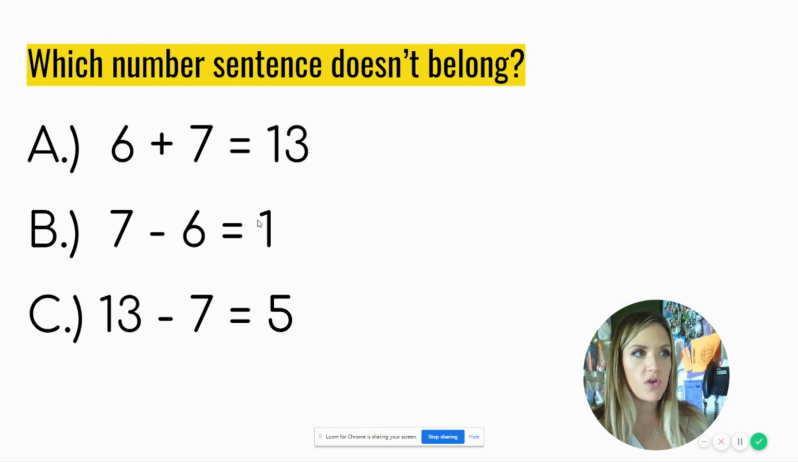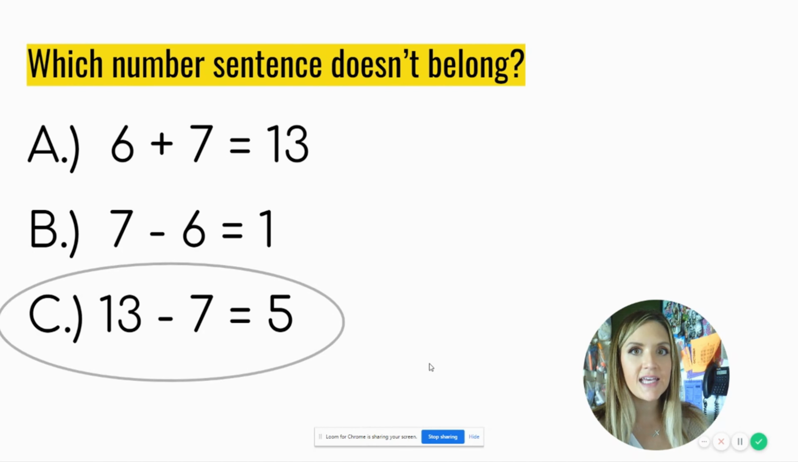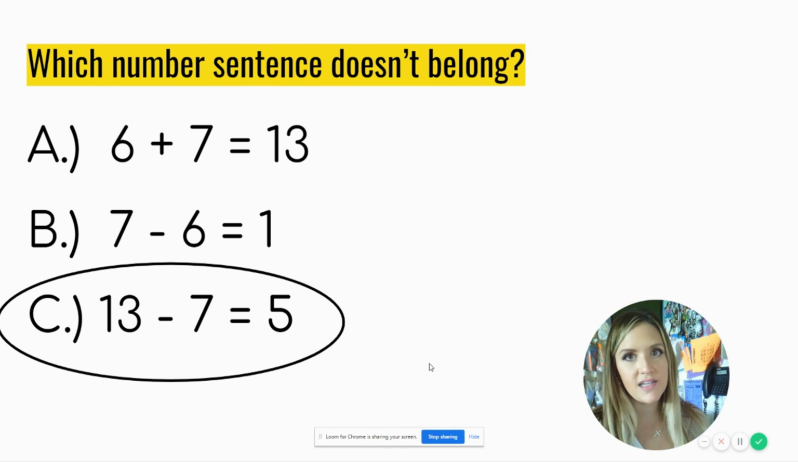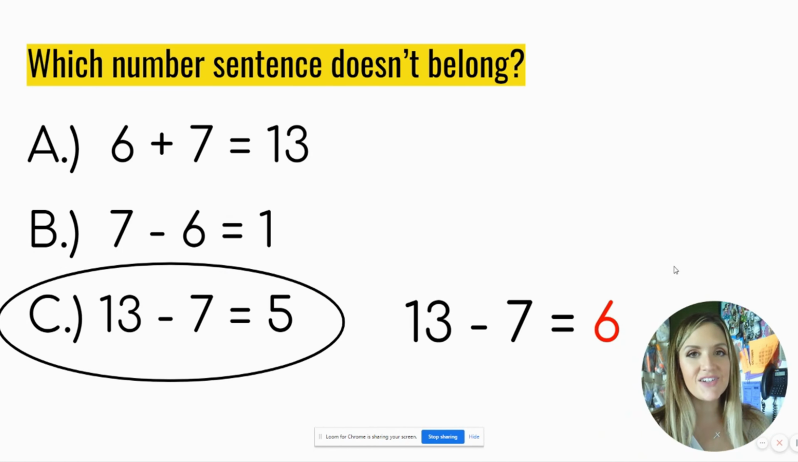I know B is correct. I know that 7 minus 6 is 1. And then 6 plus 7 equals 13. Well, if that's true, then 13 minus 7 probably shouldn't equal 5. So hopefully you said C was the number sentence that doesn't belong, but we need to fix it. If 6 plus 7 equals 13, that means if I take 13 and I take away 7, I should be left with 6. So the correct answer is 13 minus 7 equals 6. That's what it should have said.